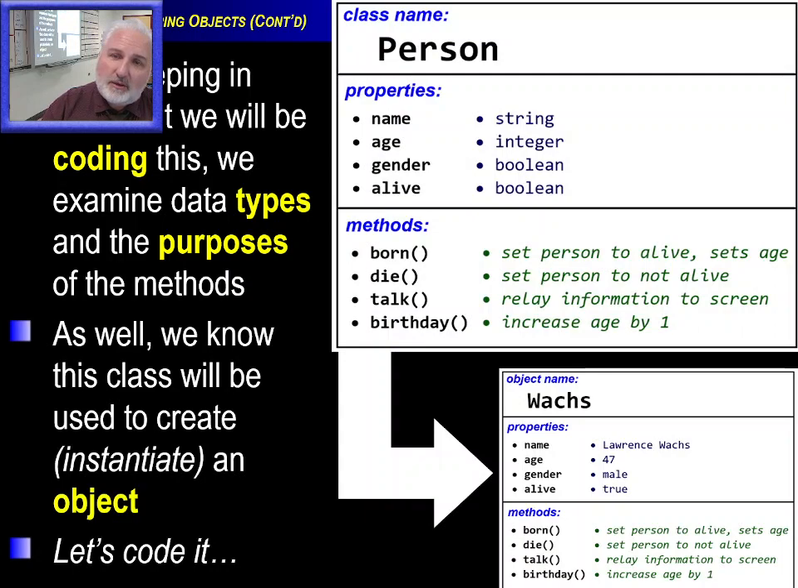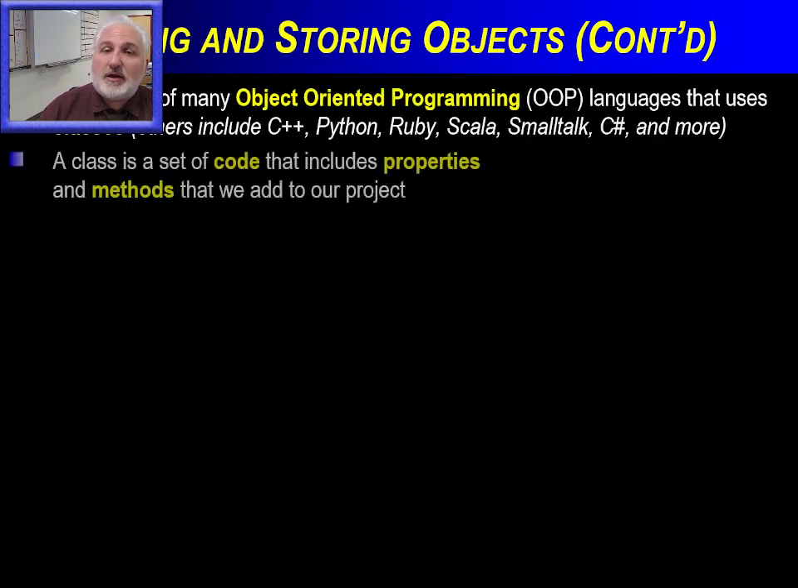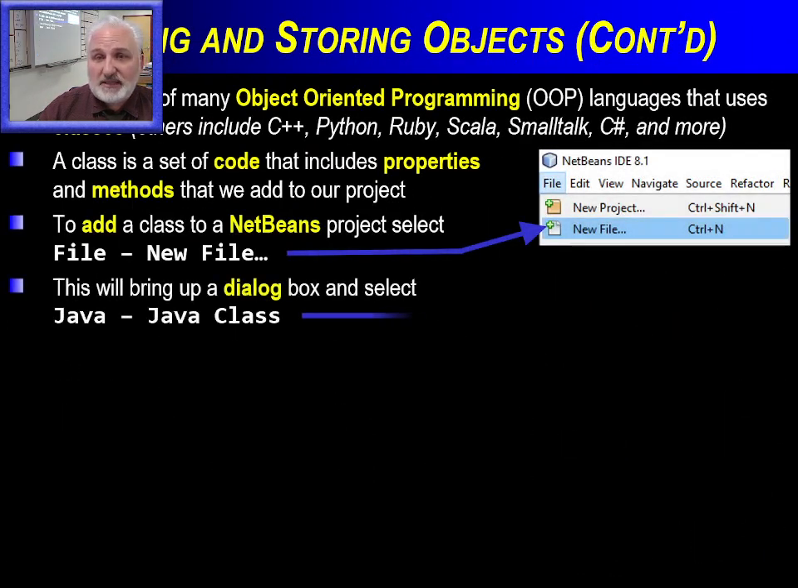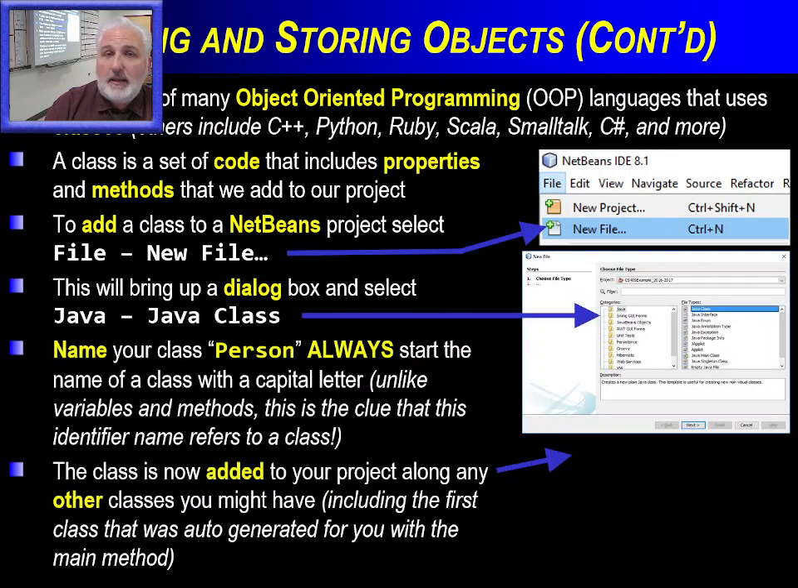Okay? If we get closer to code, we would then have to take those properties, or those adjectives, or those attributes, and define them as data types, right? Like, maybe name will be a string, whereas age will be an integer, etc. And then we'll have to define the methods, right? Like, how do we write code to set a person to be alive, or to talk, to relay information, or for a birthday, to increase the age by 1? So now it's a matter of turning the concept into more of a code-based solution, okay?